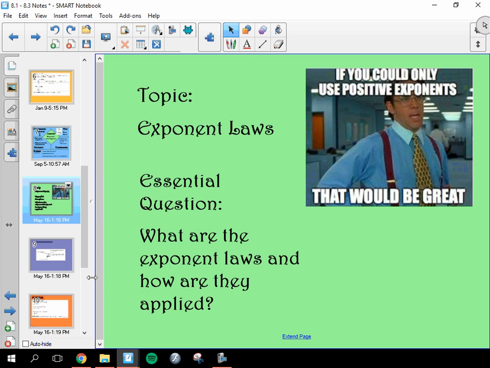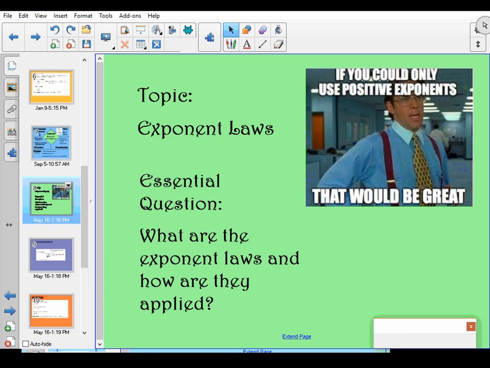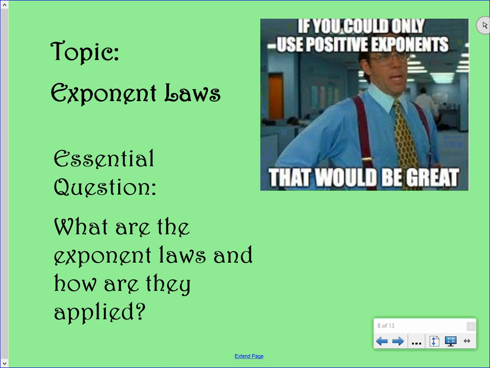Today we are going to be learning about exponent laws. Our essential question is, what are the exponent laws and how are they applied?